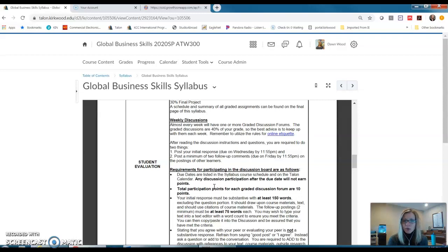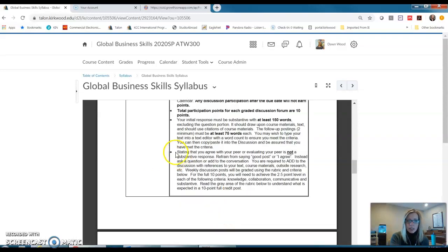Two, you need to post a minimum of 2 follow-up comments due on Friday. Okay, so initial post on Wednesday, follow-up posts on Friday of each week, and those have to be a minimum of 75 words. And please pay attention to this section right here. Stating that you agree with your peer or evaluating your peer is not a substantive response and will not get you points on your discussion. Refrain from saying good post or I agree. Instead, ask a question. Challenge your peer. Add to the conversation by adding an article that you found on your own, outside research to contribute to something that your peer had said.